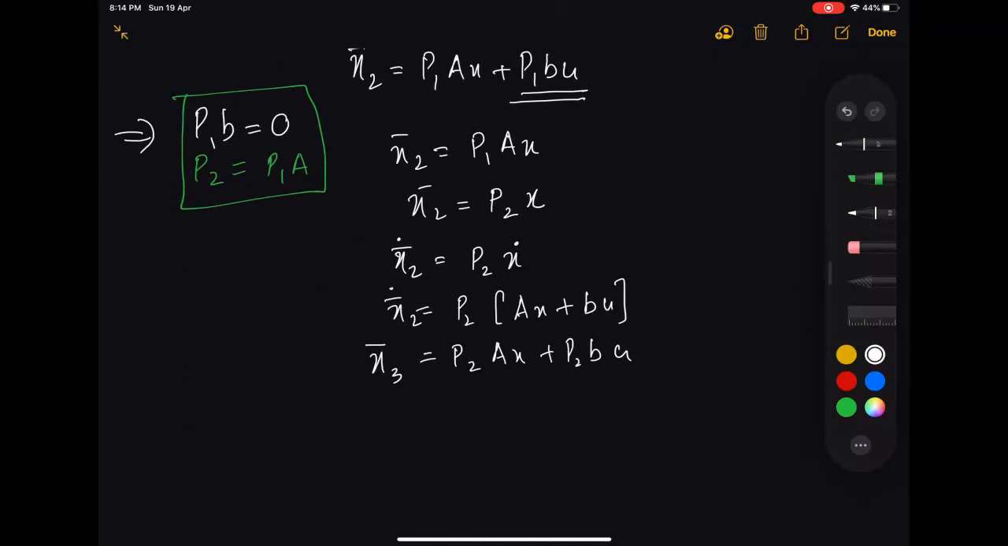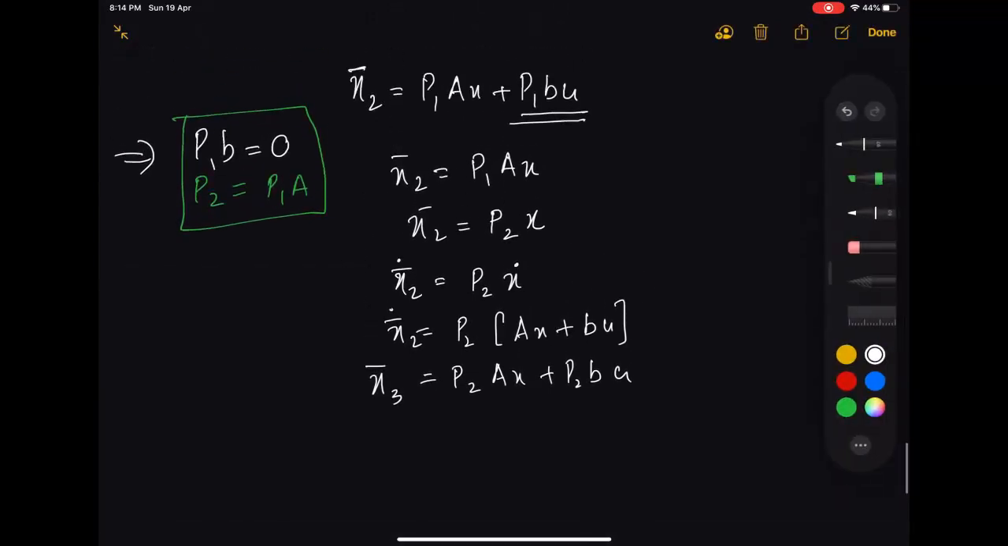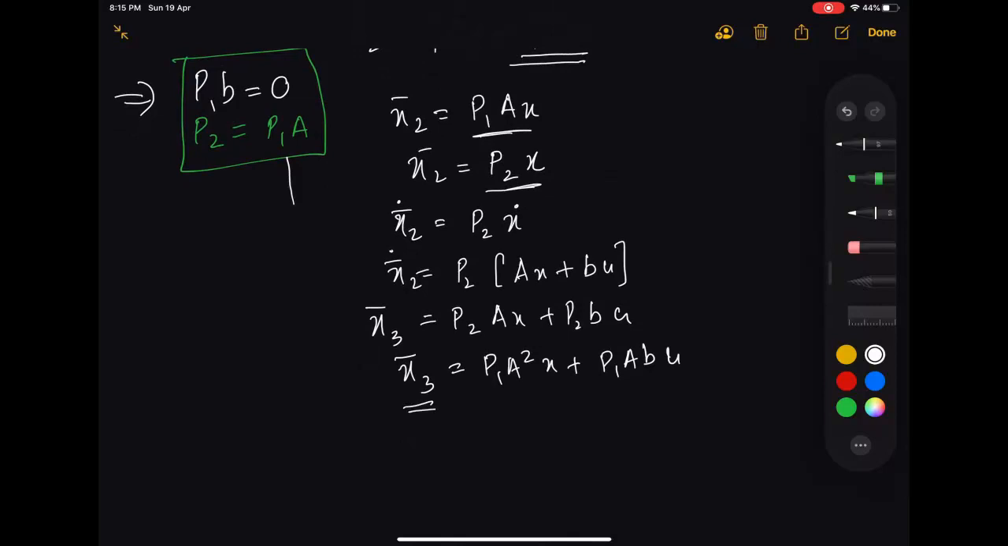So when you do this, we can substitute the value of p2 here. In fact, you can use this equation only and differentiate this instead of differentiating this one. But in any case, x3 bar is equal to, so p2 is p1a, so you can write p1a square x plus p1a bu. So again, x3 can be a linear combination of only x's, so this p1ab is equal to 0. So this is again your second conclusion, that p1ab is equal to 0.